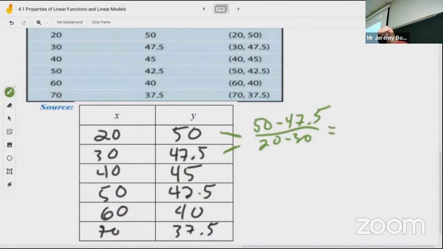And so that's going to give us what? 2.5 over negative 10. Is that right? There we go. And so 2.5 divided by negative 10. Let's put that as a fraction. You get negative 1/4.